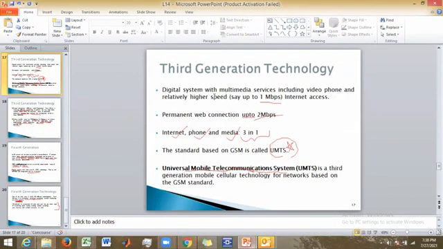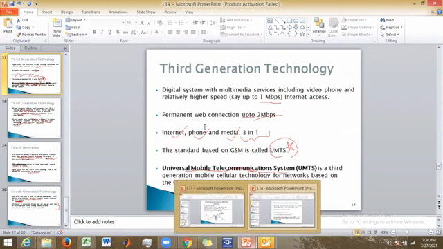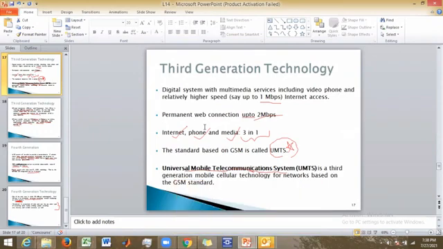Because GSM network architecture is very important. It is not completely replaced, right? GSM architecture completely replaced කරලා නැහැ.